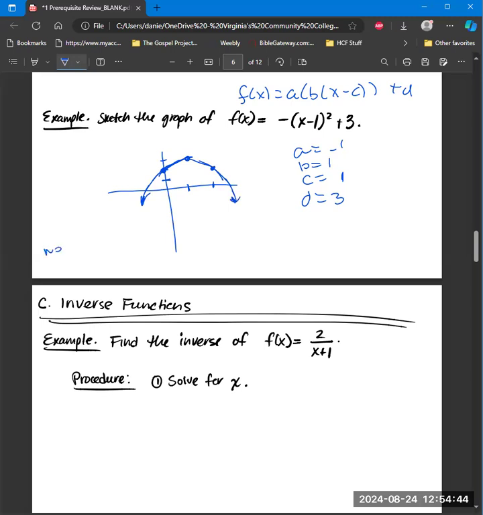Our new vertex here, this h, k here, is at 1, 3. This told us to flip over the x-axis. This told us to go right 1 unit. And this told us to go up 3 units. This one did nothing. All right.